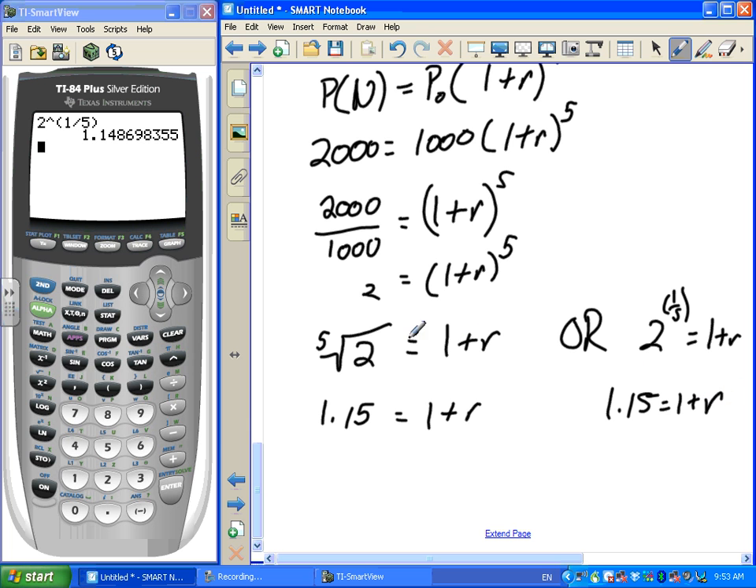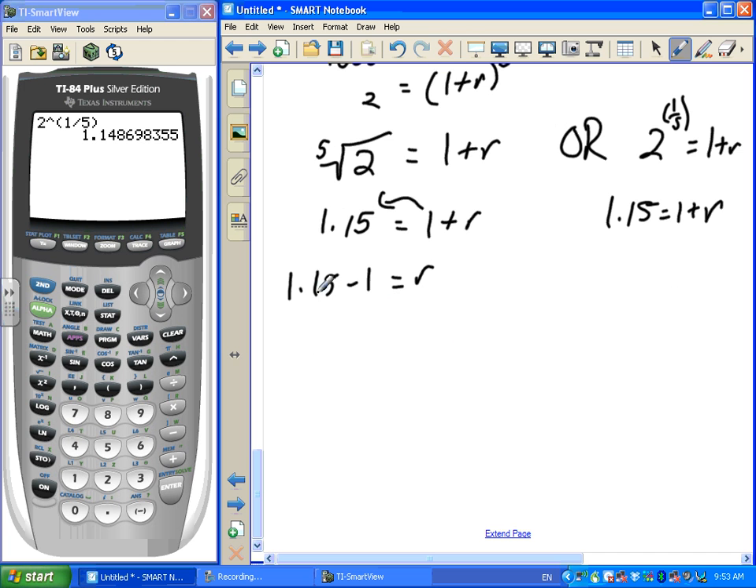I just need to bring the 1 to the other side of the equation. So we get 1.15 subtract 1 equals R. I get 0.15 is R. So as a percentage, what is that? That stands for 15%. That means he had a 15% growth rate. R was 15%.